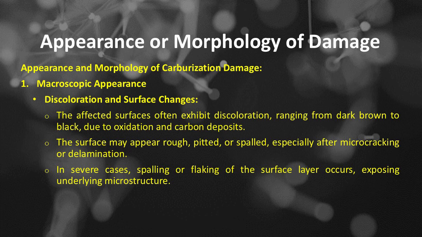Number 1 of appearance and morphology of carburization damage is macroscopic appearance. The first of it is discoloration and surface changes. The affected surfaces often exhibit discoloration, ranging from dark brown to black, due to oxidation and carbon deposits. The surface may appear rough, pitted, or spalled, especially after microcracking or delamination. In severe cases, spalling or flaking of the surface layer occurs, exposing underlying microstructure.